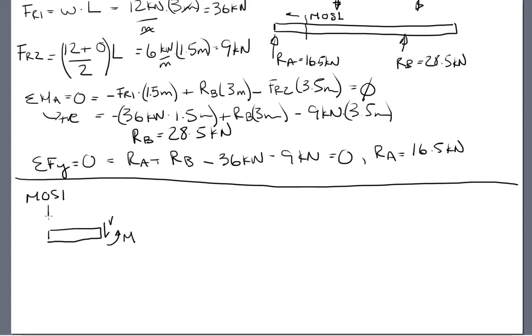Okay, so what's happening with our distributed load? This FR here is really a function of x, right? Because the further you go, the more distributed load you take. So how do we describe FR as a function of x? Well, it's just distributed load times distance. So FR is going to equal 12 kilonewtons per meter times this distance x. For simplicity's sake, I'm going to call it 12x.